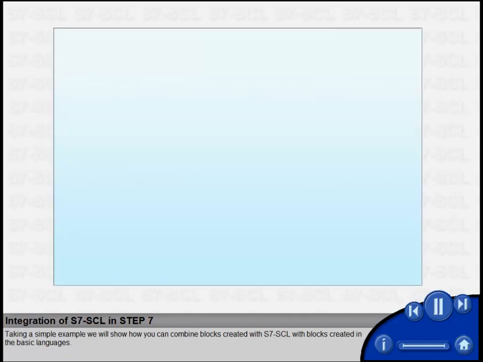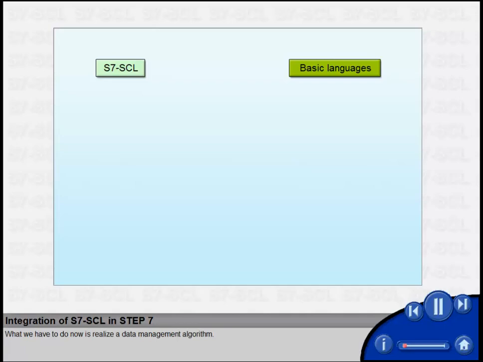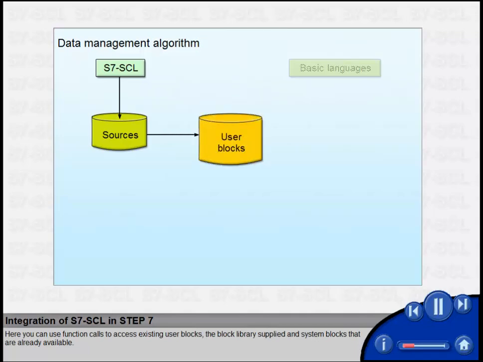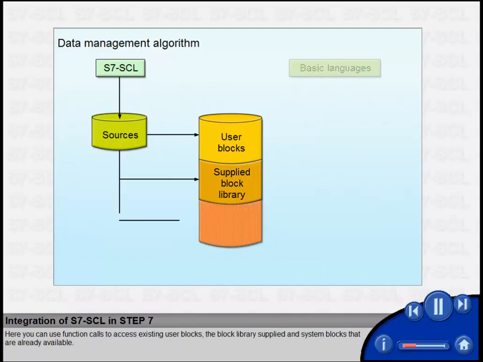Taking a simple example, we will show you how you can combine blocks created with S7-SCL with blocks created in the basic languages. What we have to do now is realize a data management algorithm. Using the S7-SCL editor, the functionality is implemented in so-called S7-SCL sources. Here you can use function calls to access existing user blocks, the block library supplied, and system blocks that are already available.